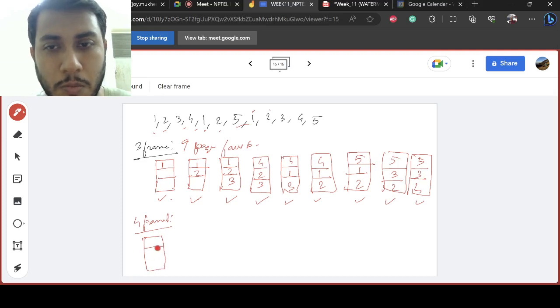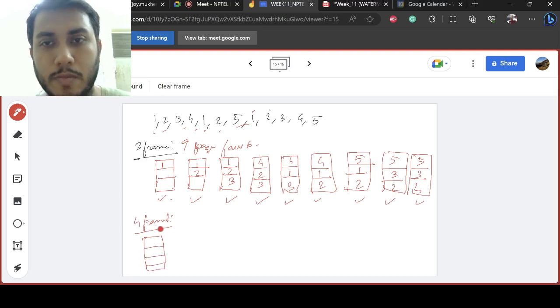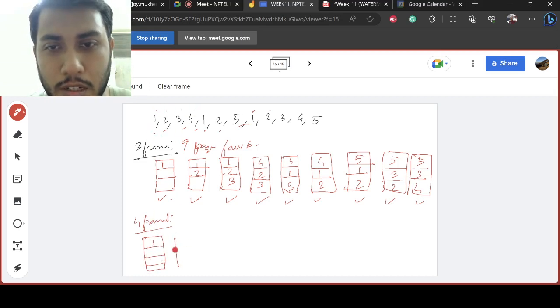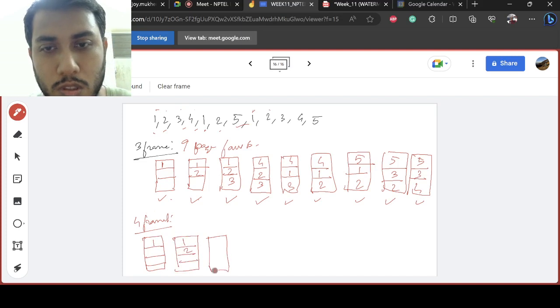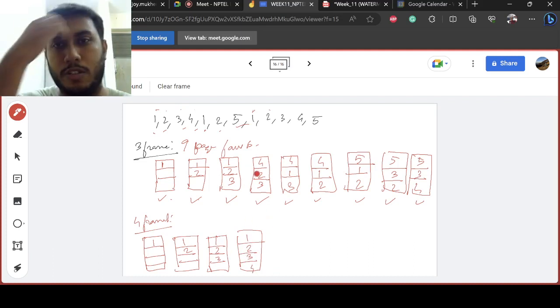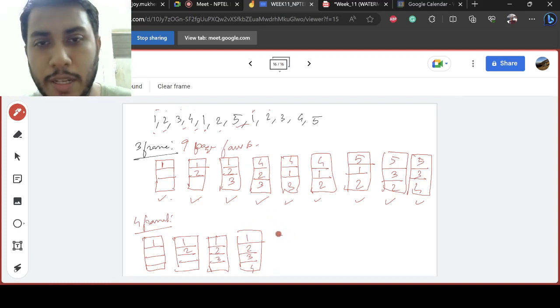So 1, 2, 3. Okay. So there will be typically 4 page faults. 1, 2, 3, 4. Right, there are 4 page faults already.